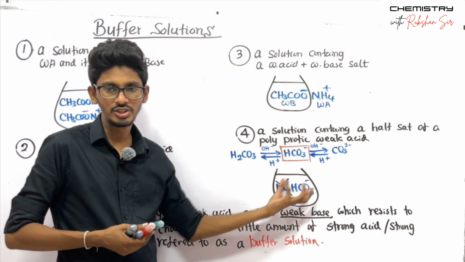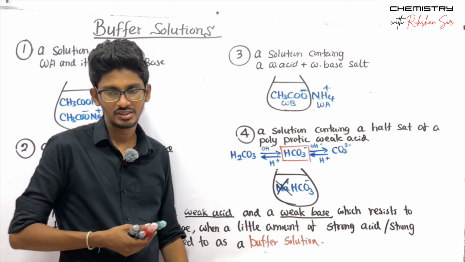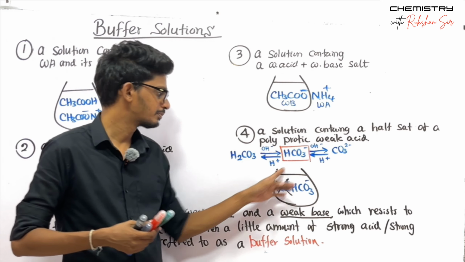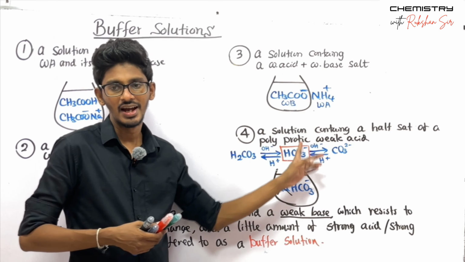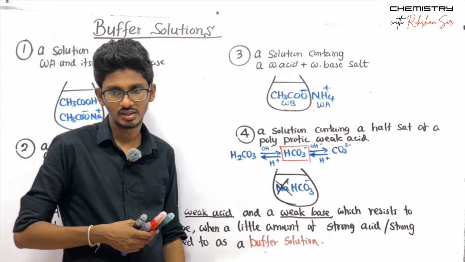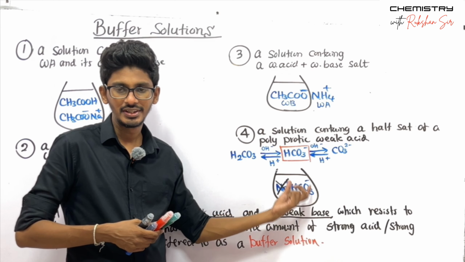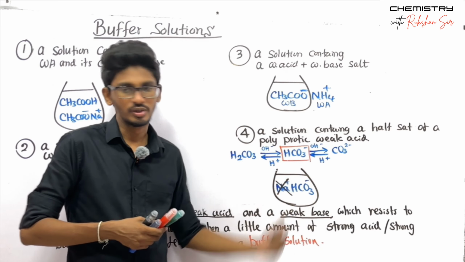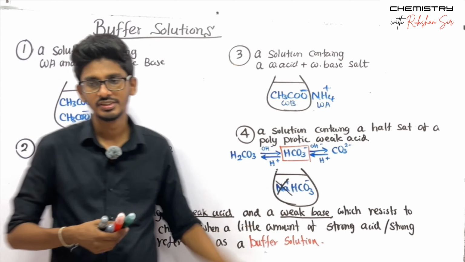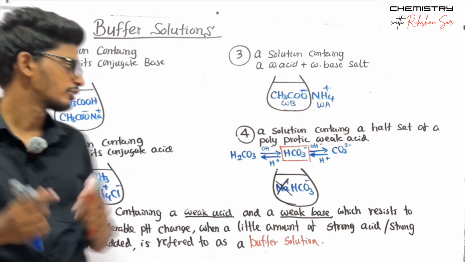So if you have a solution containing this kind of half salt of a polyprotic weak acid, that solution can act as a buffer because it can utilize both the H pluses as well as OH minuses added from strong acids and bases. Just the appearance of a half salt of a polyprotic weak acid is enough to consider it a buffer solution. So these are the 4 types of buffer solutions.